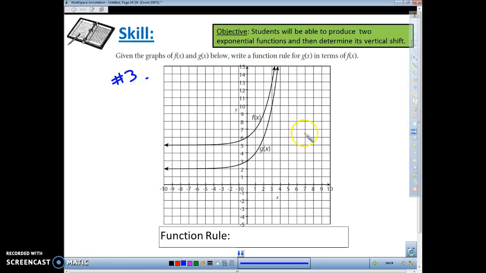Okay, so hopefully now you've had time to work this one out. Remember, the function rule is always g of x equals f of x. They want g of x written in terms of f of x. So g of x is f of x, but now what did we do? We went down 1, 2, 3 times. We went down 3, so it's going to be minus 3. Sorry for that curveball. Okay, but we went down, so that is subtraction.